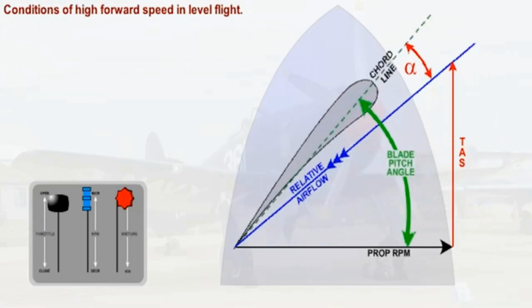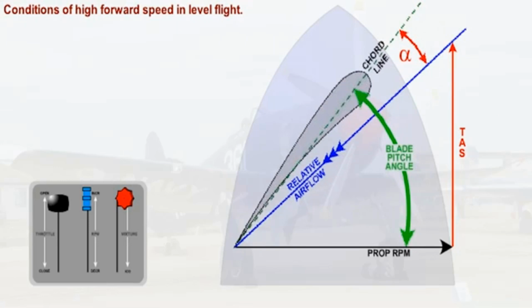This diagram shows the conditions at high forward airspeed in level flight. As the true airspeed increases, the constant speed unit continually increases the blade angle, or coarsens the pitch, to maintain a constant blade angle of attack.